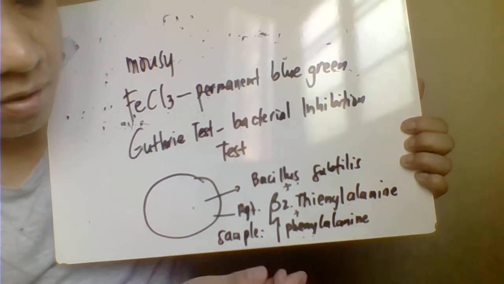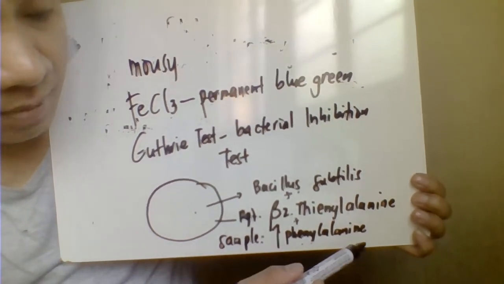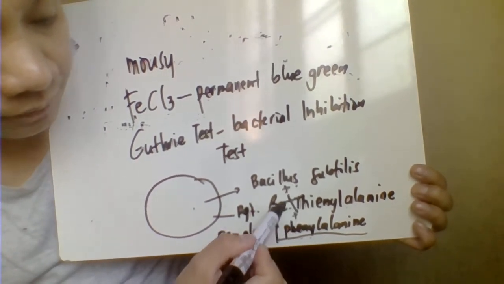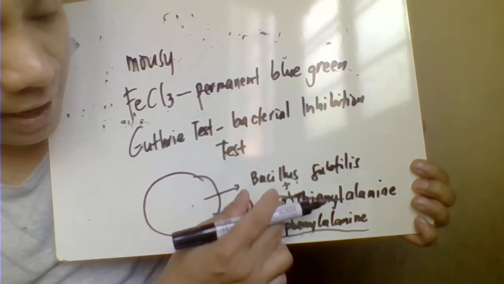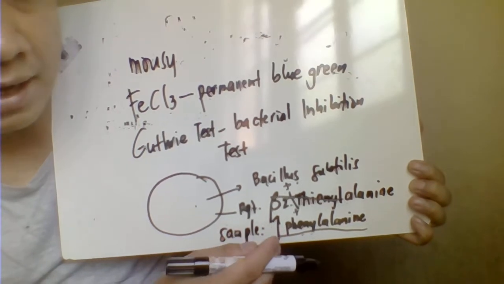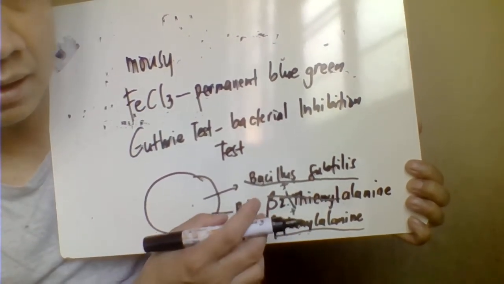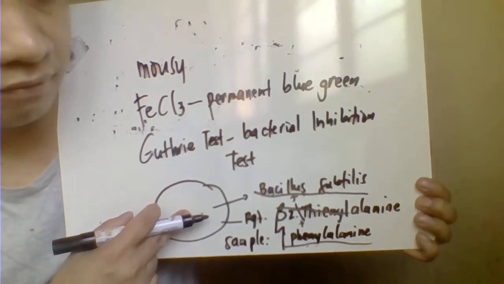For example, if ang patient natin is positive for phenylketonuria, since meron siyang mataas na phenylalanine sa kanyang blood, it will inhibit the beta-2 thienylalanine. Pag na-inhibit niya ito, wala nang mag-inhibit ng bacteria natin. Pag wala nang nag-inhibit, mag-grow ang bacteria natin. So, bacterial growth is considered to be positive.